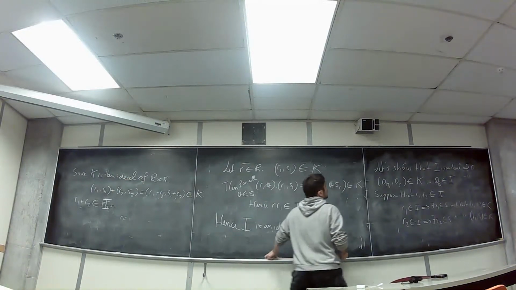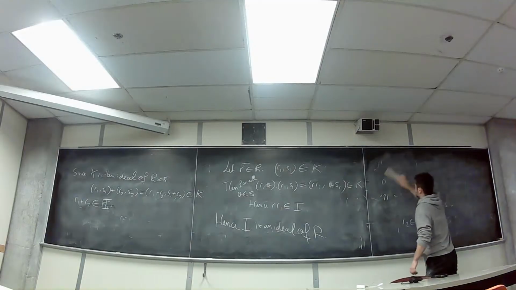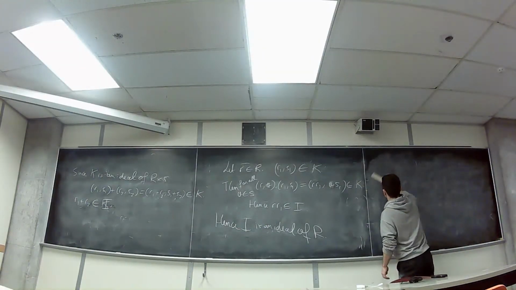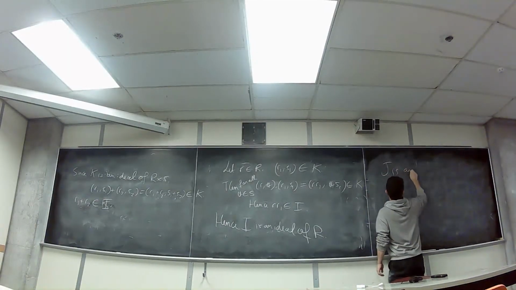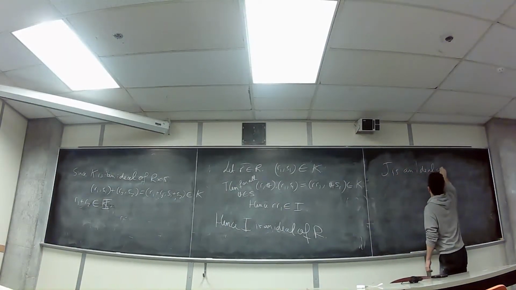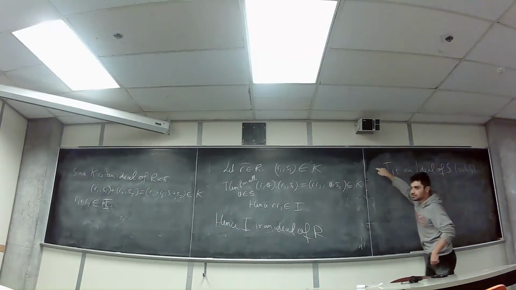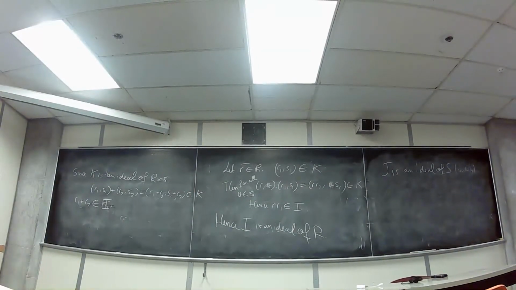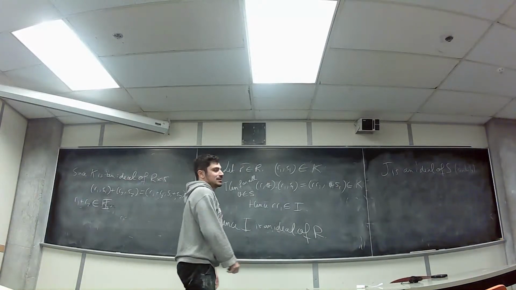R, what can I say as well? Similarly, J is an ideal of S. I guess the "similarly" should go here, but I don't have space. So similarly, J is an ideal of S. Okay, great. Now what do I have to prove?